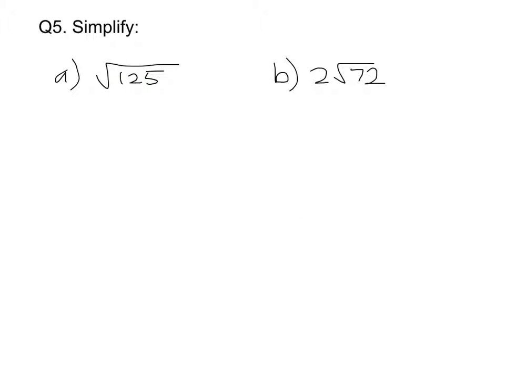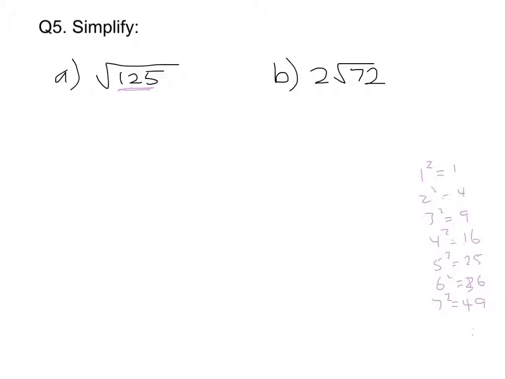We need to simplify these. In simplifying these, we're going to see if we can find a perfect square that goes into the number. So for the first one here, I'll draw up a little list of perfect squares. We've got 1 squared is equal to 1, 2 squared is equal to 4, 3 squared equals 9, 4 squared equals 16, 5 squared equals 25, 6 squared equals 36, 7 squared equals 49, etc.